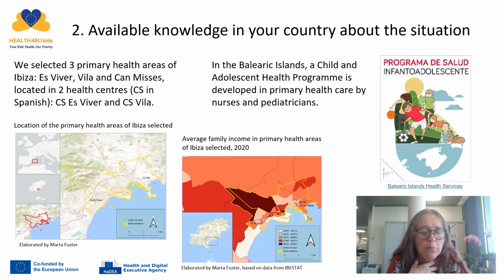In Spain, in primary health care, we have a free child and adolescent health program developed by nurses and pediatricians. So we decided to implement a Smart Family in primary health care in 3 health centers in Eivissa city, which is a city with high socioeconomic inequities, as you can see in the map.